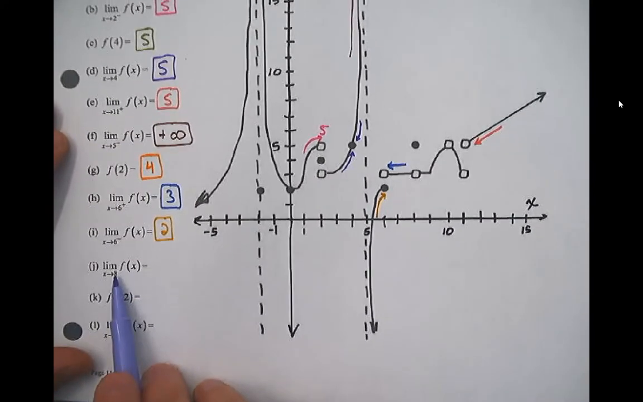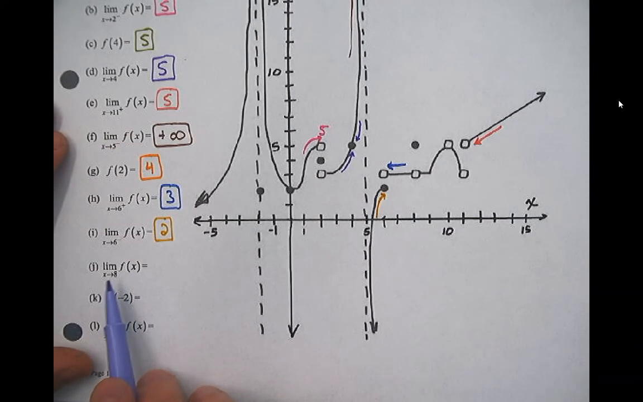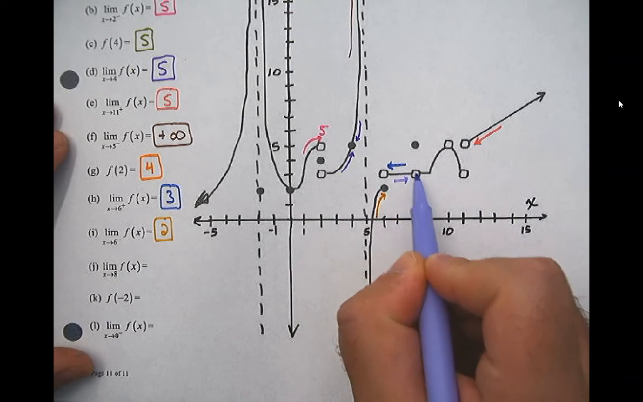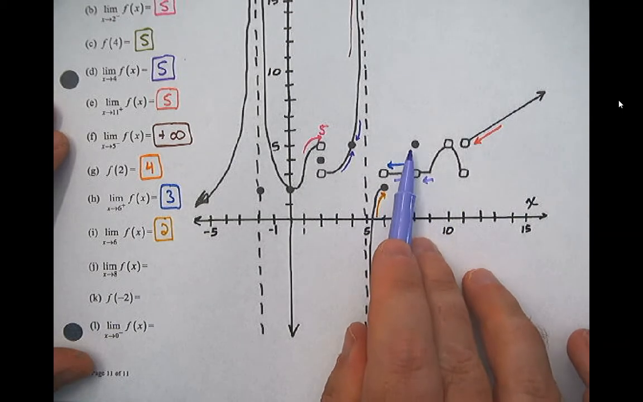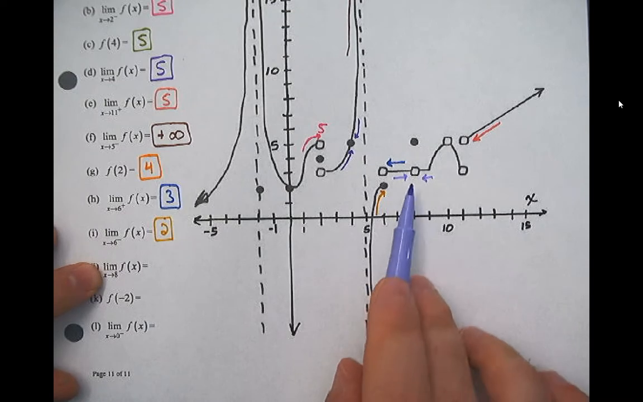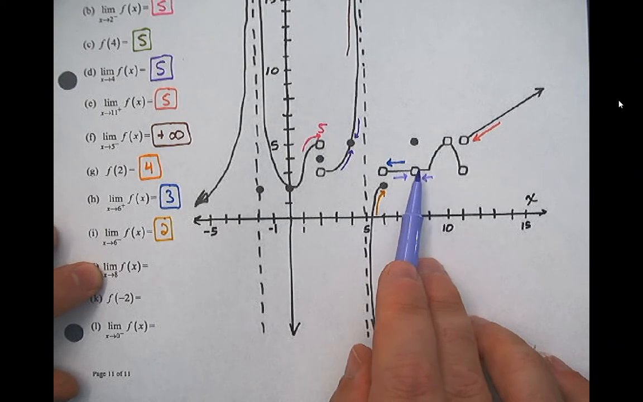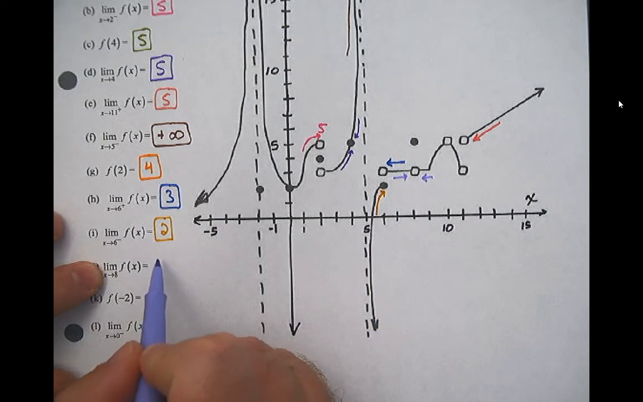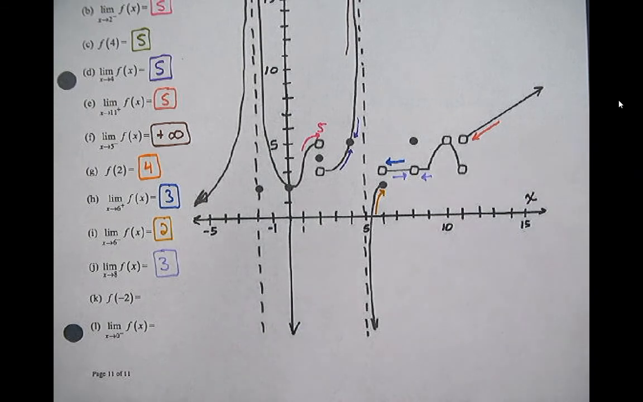Okay, this is not a one-sided limit. This is just saying what's happening as we approach 8 from either side. So as I approach 8 from this side, I'm at a height of 3. As I approach 8 from this side, I'm at a height of 3. Where's the actual point? It's up here at 5, but that's not what the question is. The question is, what did the graph mean to do? What did it intend to do? It intended to meet at a height of 3.